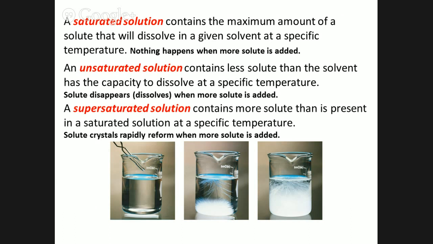Unsaturated, well, we can still dissolve some. It contains less solute than the solvent has the capacity to dissolve. So in other words, saturated means we've dissolved as much as we can. Unsaturated means we could still dissolve some more. And supersaturated contains more solute than is present in a saturated solution at a specific temperature. In other words, we've been able to actually dissolve more than should be the maximum at that given temperature.